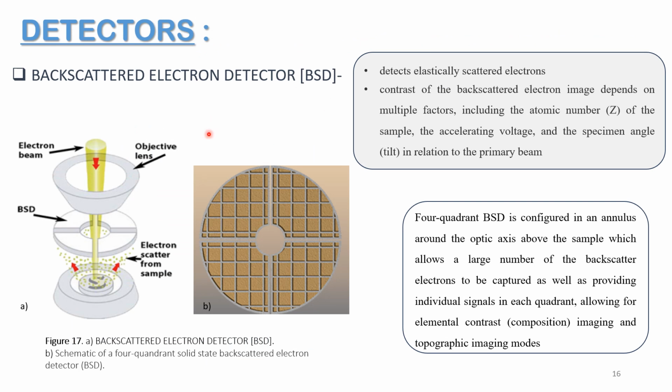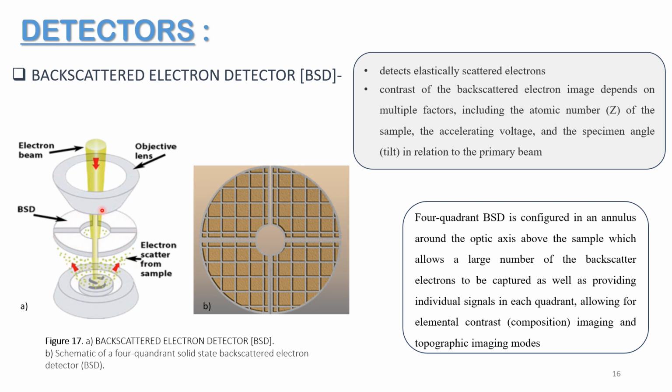Next, we come to the detectors which are used in scanning electron microscopy. The backscattered electrons are detected using the backscattered electron detector. It detects the elastically scattered electrons. The backscattered electron detector is placed right above the sample stage. It has four quadrants and is applied in an annular form around the optical axis above the sample, which allows the maximum number of possible backscattered electrons to be detected by it.